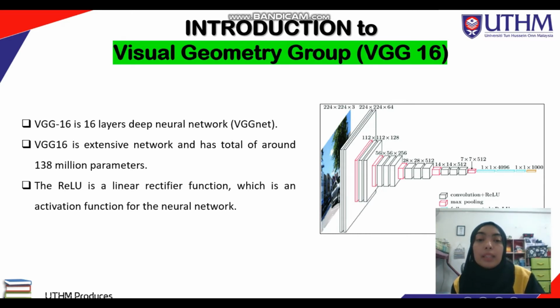As you can see in this picture, each convolution uses ReLU. ReLU means rectified linear unit, which is an activation function for the neural network. And in the end, it has two fully connected layers followed by softmax for the output.